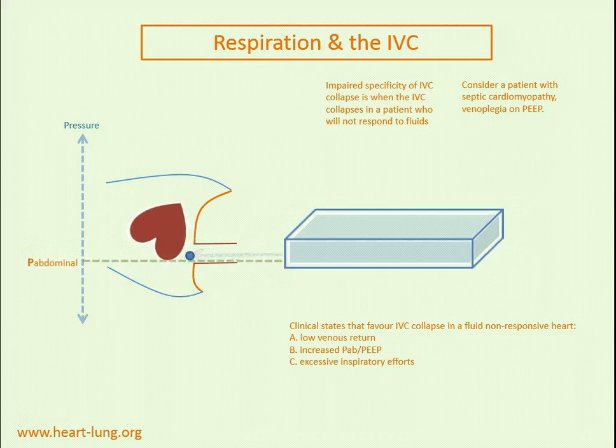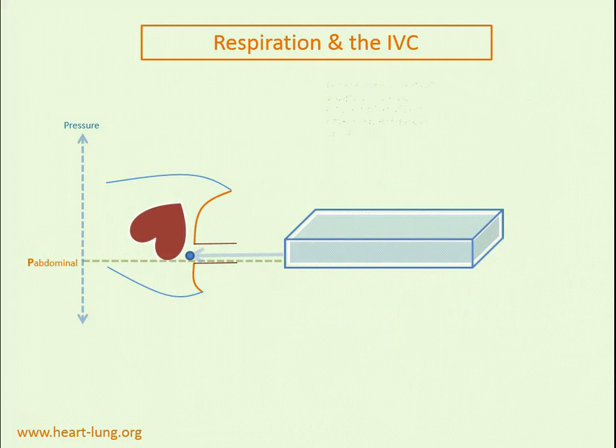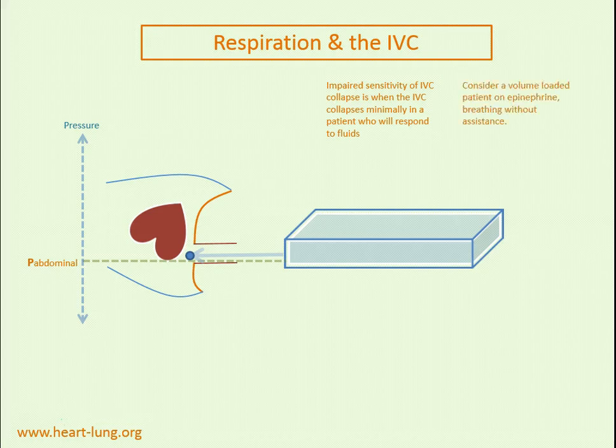So let's go back to our baseline right atrial pressure, and now let's consider the converse, an impaired sensitivity of the IVC. This is when the IVC collapses minimally or does not collapse in a patient who will respond to fluid. So this is the patient where you look at the IVC, it looks relatively dilated or engorged, and you think, oh, I'm going to stop. But in actuality, that patient would respond to a subsequent fluid challenge. So it's somewhat the converse of the previous one.